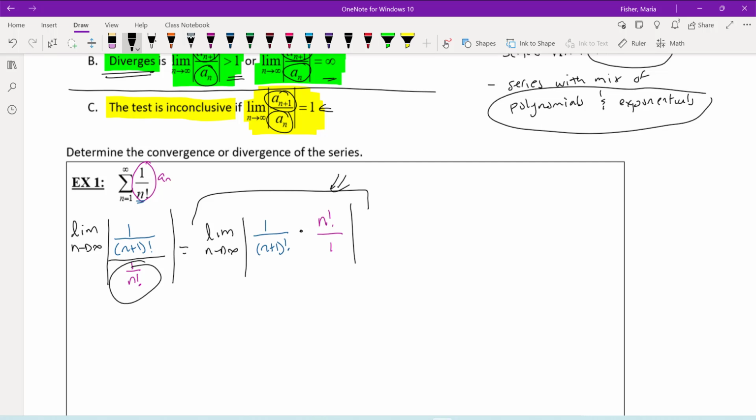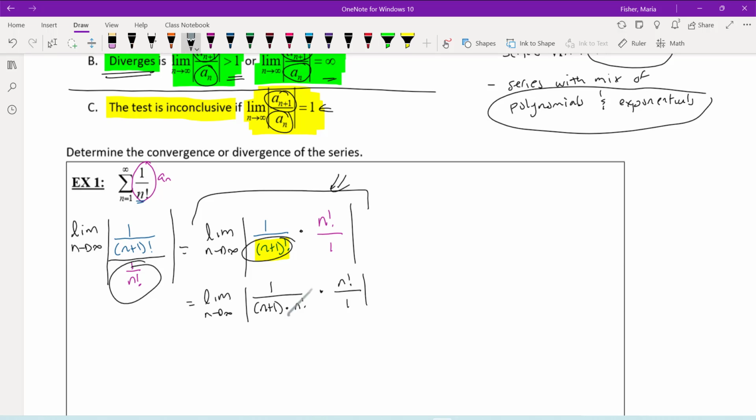Once we're here, we look at these factorials and we know we need to simplify them. Recall, when you're simplifying factorials, figure out which one is bigger. Well, n plus 1 factorial is bigger than n factorial. That is the one that we need to expand. So this is equal to the limit as n goes to infinity of the absolute value of 1 over, and when I'm expanding n plus 1 factorial, that's just going to be n plus 1 times n factorial, and then times n factorial over 1.